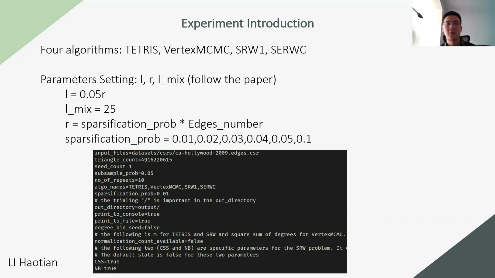There is a picture of config file. You can see we need to set input file path, number of repeats, algorithm name, and so on. Number of repeats means how many times we apply for one algorithm. For example, when this is set to 10, we run Tetris for 10 times, and we take the median error as our estimation error of this algorithm.